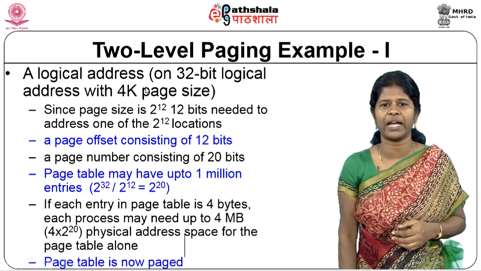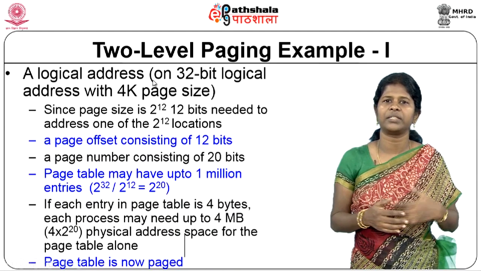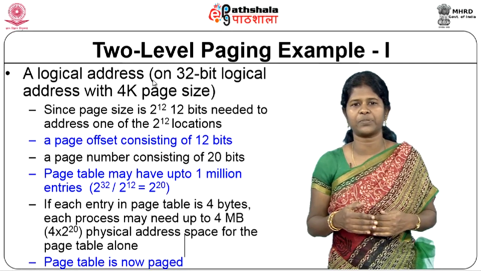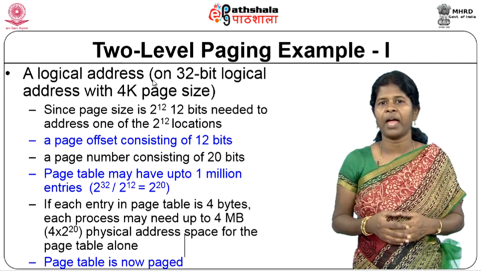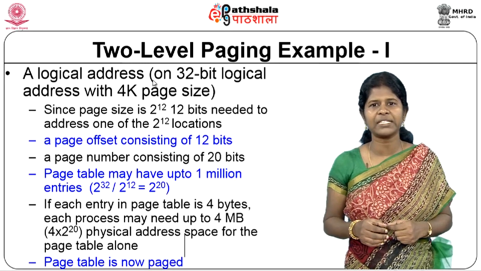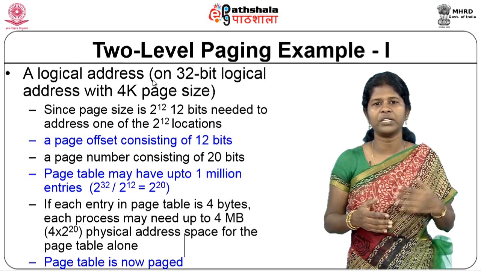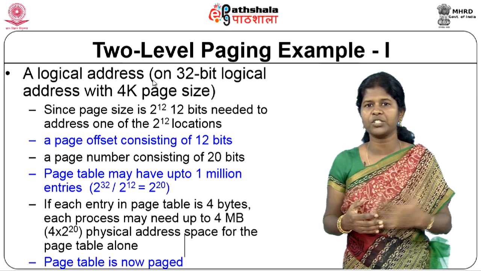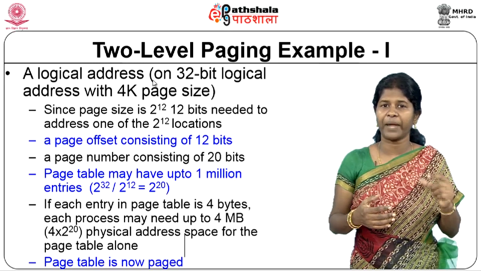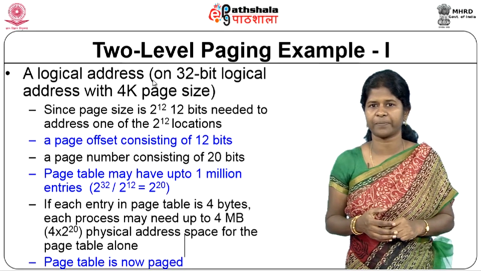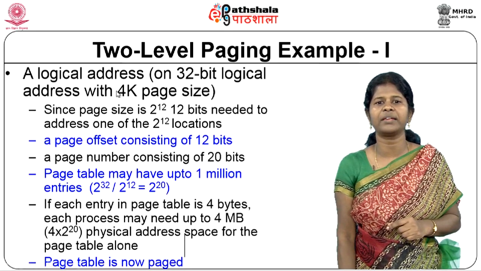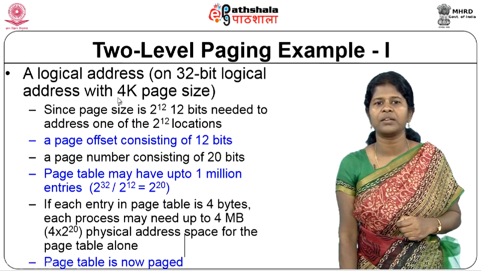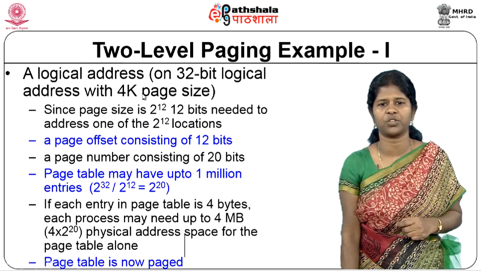Suppose you have a logical address space in which the logical address is a 32-bit logical address, which means the logical address space size will be 2 power 32. And say you have a page size of 4 kilobytes. Now, this 2 power 32 sized logical address space has to be divided into pages of 4K size. So, 4K is nothing but 2 power 12: 1K is 2 power 10, 4 is 2 power 2, so 4K is 2 power 12.